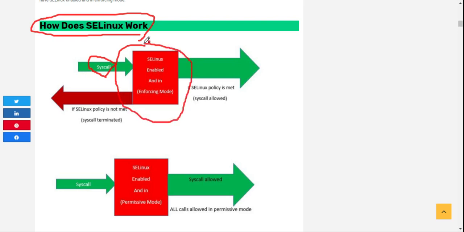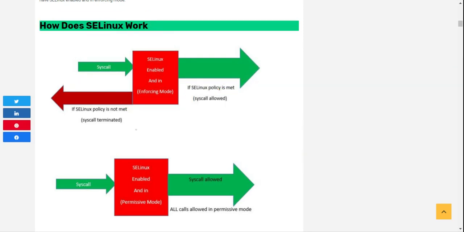If SELinux is in enforcing mode, SELinux verifies the policy associated with the syscall. If the syscall meets the SELinux policy, what happens? The syscall passes through, right? So the syscall is allowed because it has met the SELinux policy. The source will check the target, right? If the syscall doesn't meet the policy, the syscall bounces back and it's terminated. All right, SELinux, when enabled, logs its events via auditd in the location /var/log/audit/audit.log.